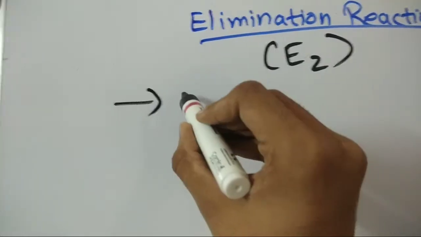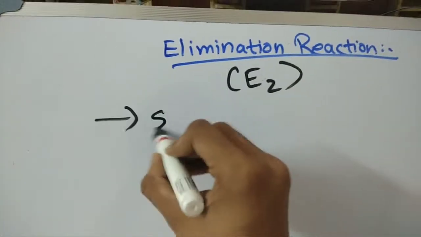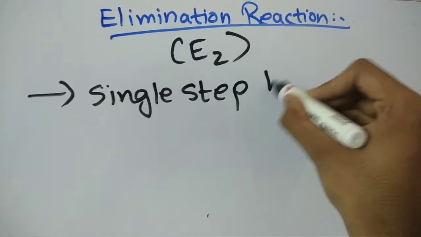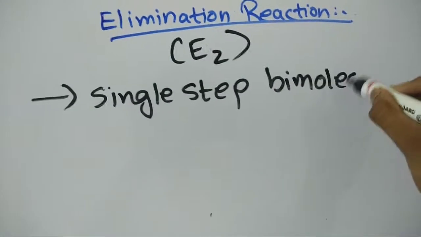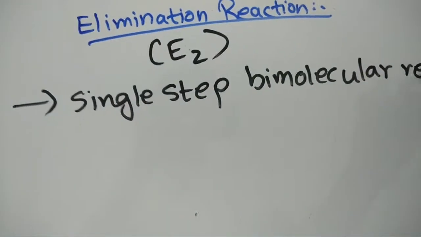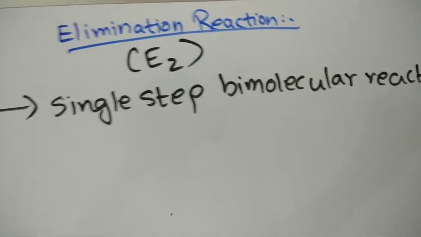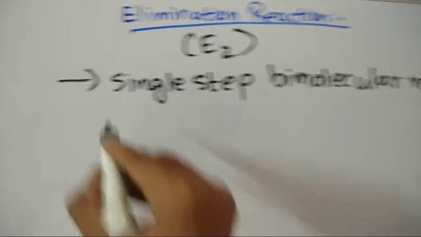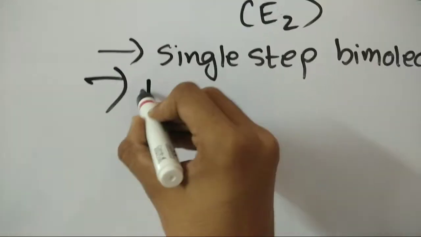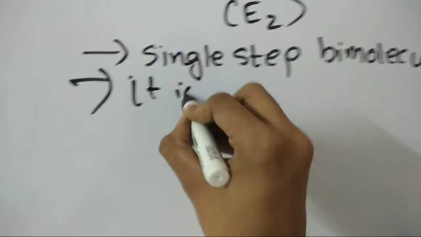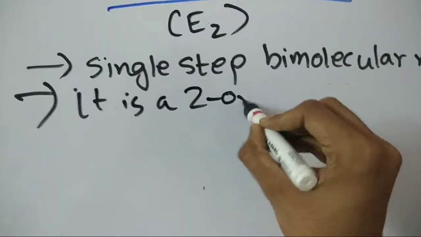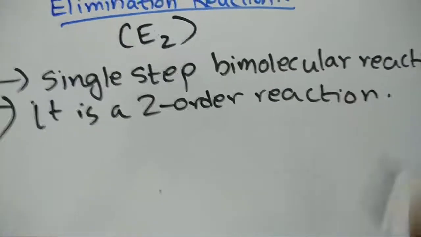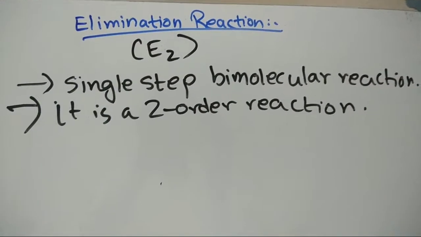First characteristic is that E2 reaction is a single step bimolecular reaction. It is a single step bimolecular reaction. Second, it is a second-order reaction. Now, why is it a second-order reaction?